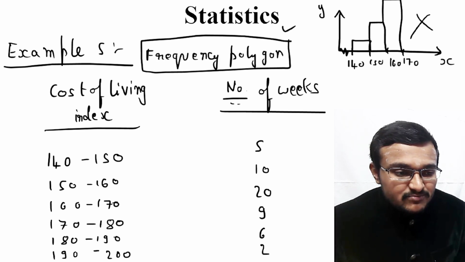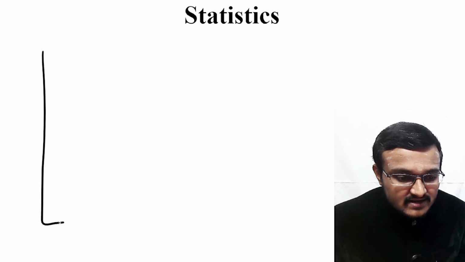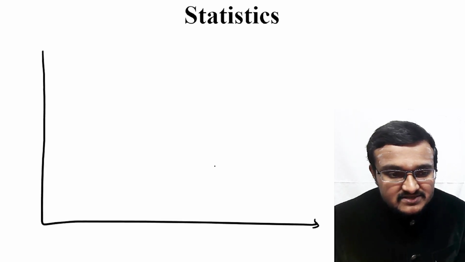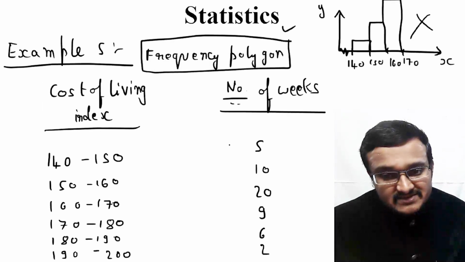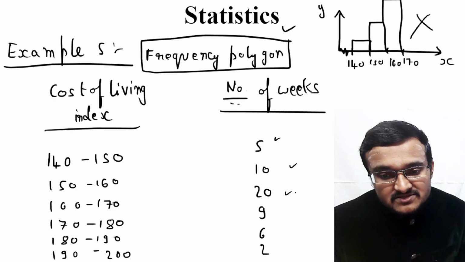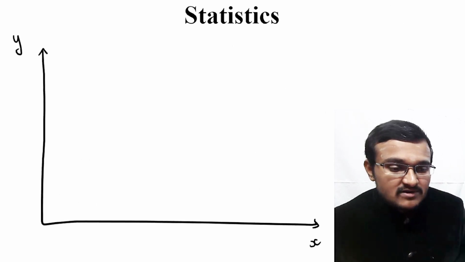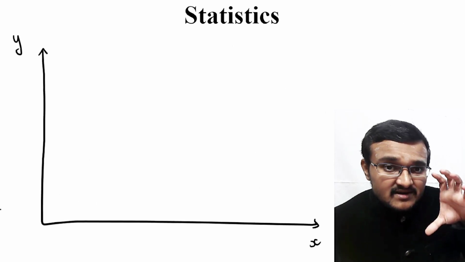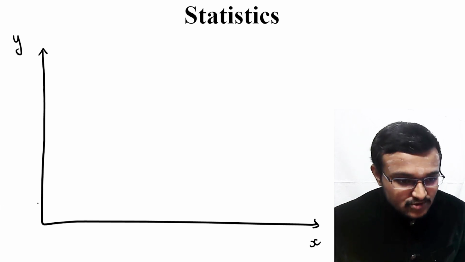So how to plot a frequency polygon? Here first we will consider a graph like this. So there is x-axis and y-axis. So this is y, this is x. The y-axis will have frequency, and here frequency is number of weeks. The highest number of weeks is 20 and the lowest is 2. So both 2 and 20 should be there on the y-axis.